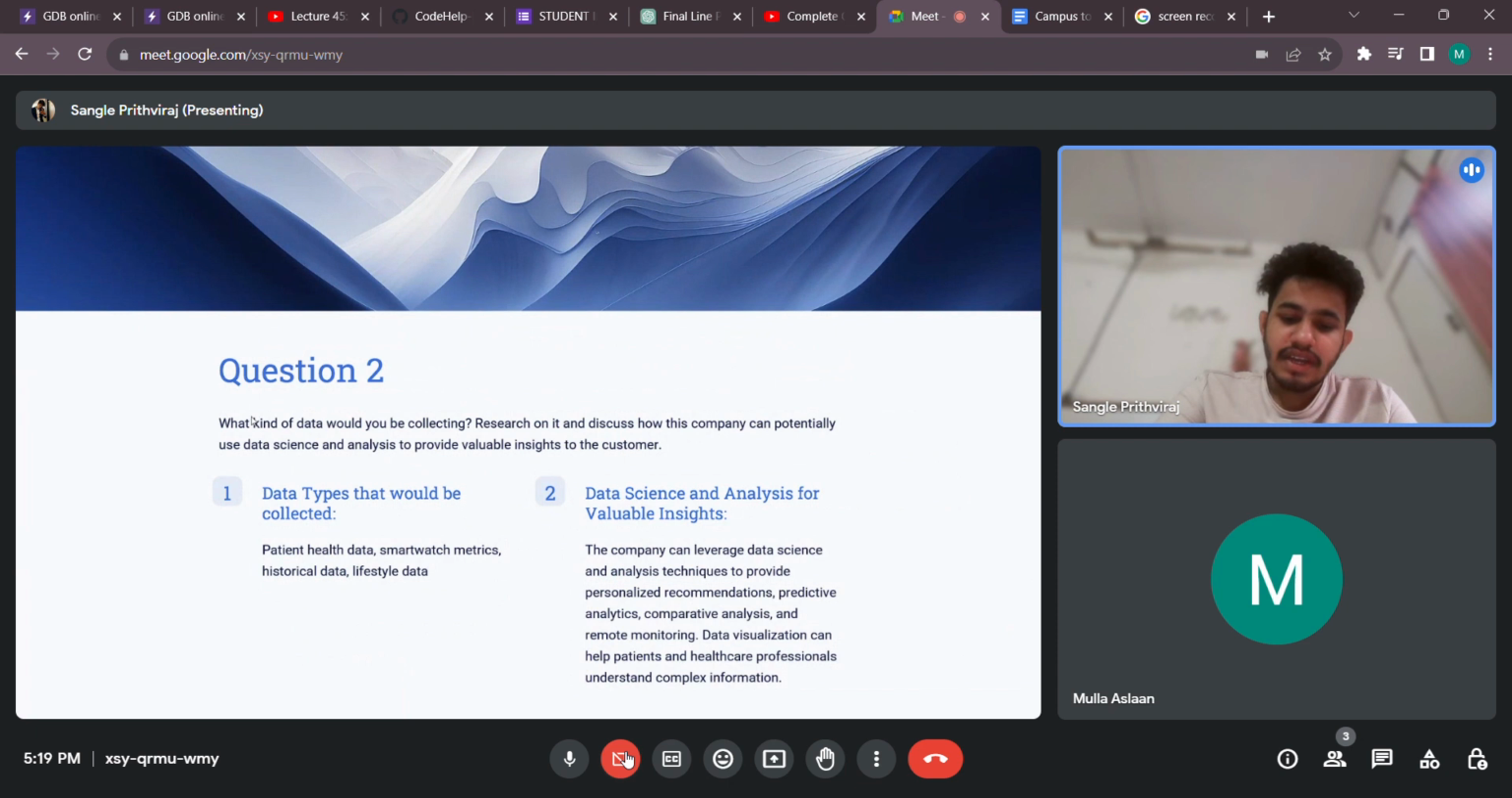Now, as we scrutinize and interpret the data we have gathered, our company can offer tailored personal recommendations to our users. These recommendations encompass a wide spectrum of health-related advice, from dietary adjustments and exercise routines to stress management techniques. It's akin to having a virtual health advisor at your fingertips, tailored to your unique health profile.